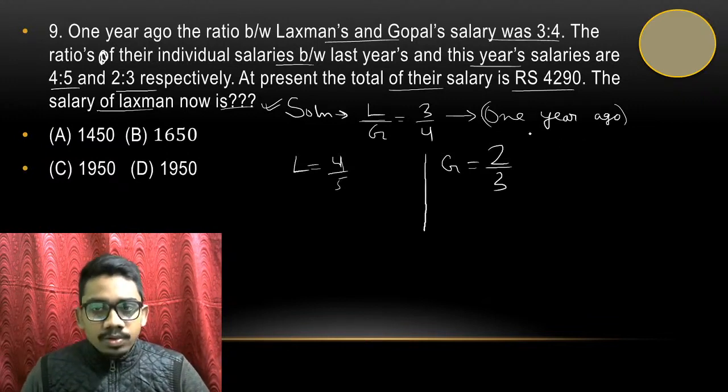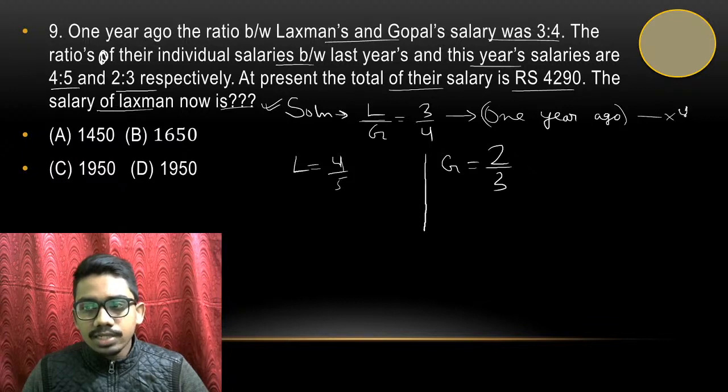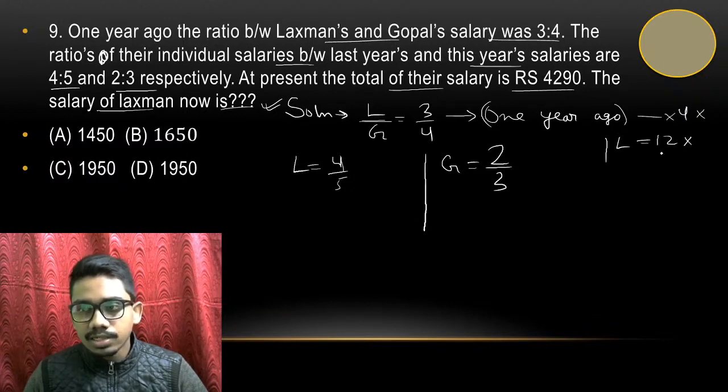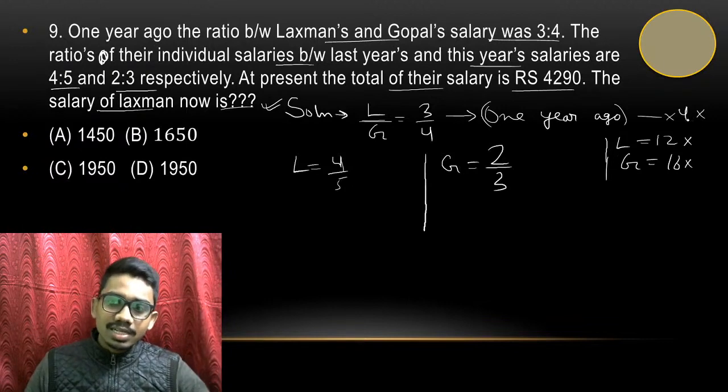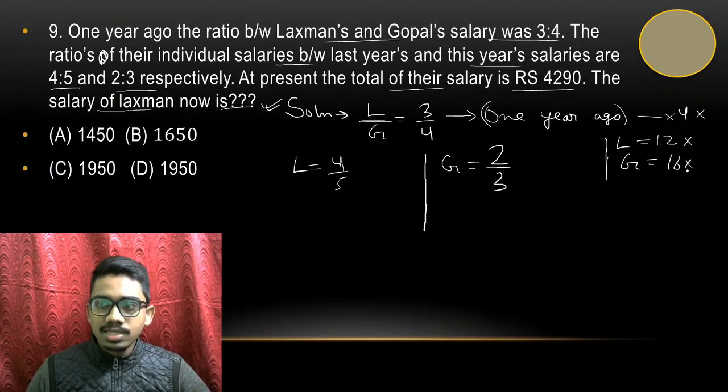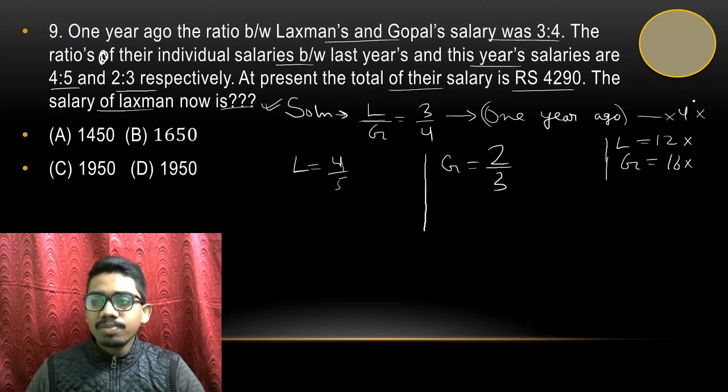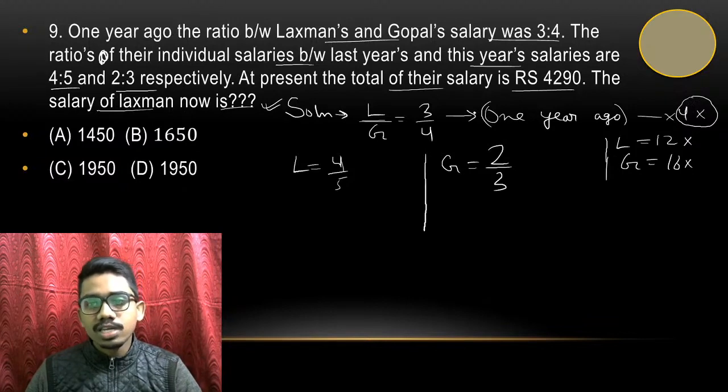So first of all, we multiply this by 4x. So what you will get? You will get the values for Lakshman, 12x, and for Gopal you will get 16x. We got these values. We just multiplied by a number so that we get a good value that we can divide by any number. Like 3 and 4 you cannot divide, but 12 and 16 you can divide. I am multiplying by 4x. You can multiply by the same number in the numerator and denominator, either 2x, 4x, 6x, any number.